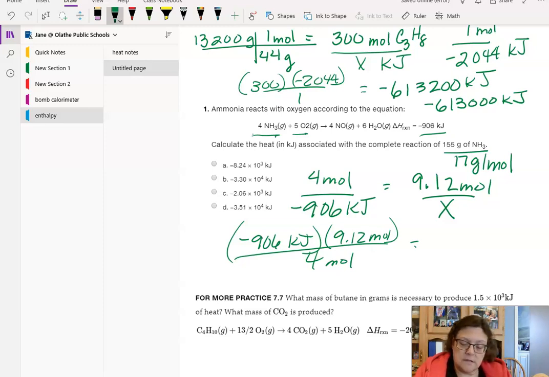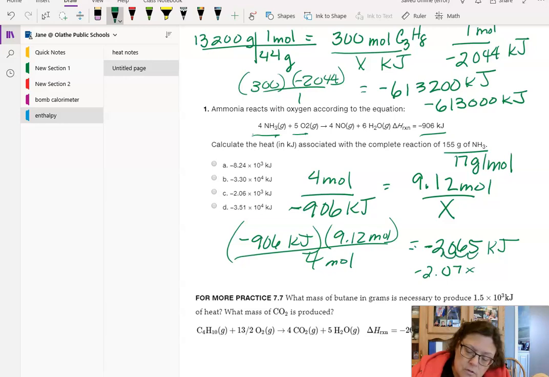Negative 906 times 9.12 divided by 4. That means 2,065 kilojoules. I'm just making sure, and it's negative because there's that negative there. Is that one of my choices? Well, they're written in scientific notation. So 3 sig figs, 1, 2, 3. Good enough for me.